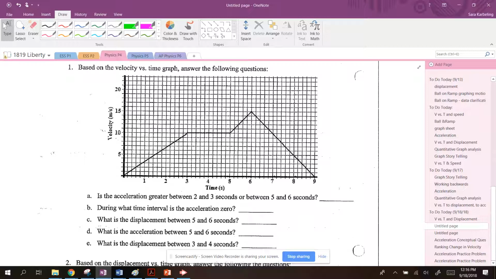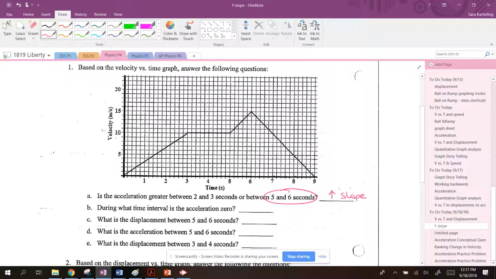So number 1, part A said, is the acceleration greater between 2 and 3 seconds or 5 and 6 seconds? What'd you guys say? 5 and 6. Why? Yeah, I'm just going to write that down. You might want to write that down so that if you're looking at this again, you remember, because when you're studying for a test, you may not have this conversation in your memory bank super well. So it has a greater slope. Just a friendly reminder of what to look for.